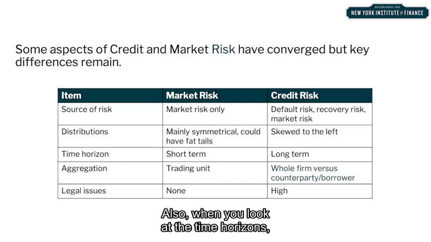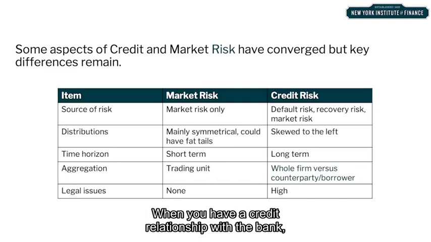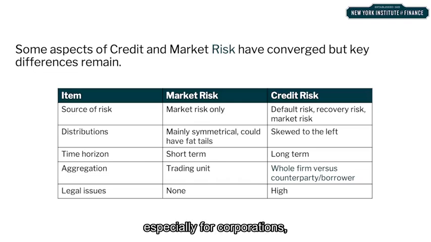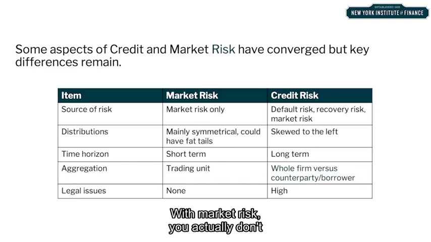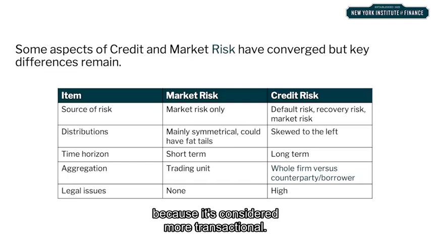Also, when you look at the time horizons, a credit relationship can be a very long-term time horizon. When you have a credit relationship with the bank, especially for corporations, that relationship could span many years. With market risk, you actually don't have as long of a duration because it's considered more transactional.